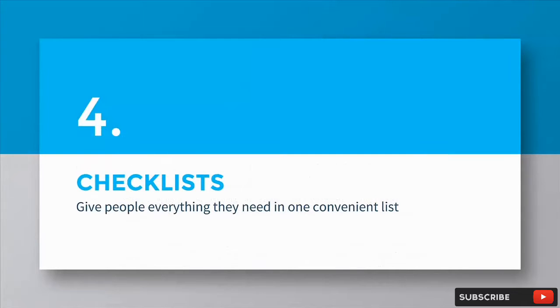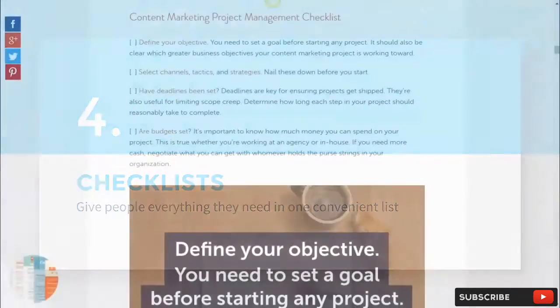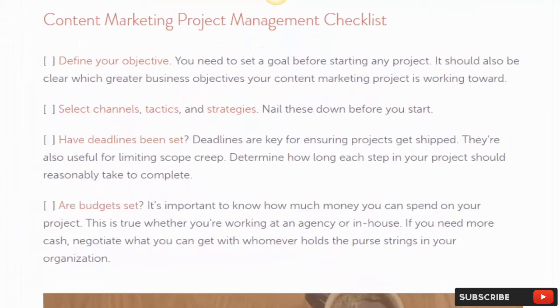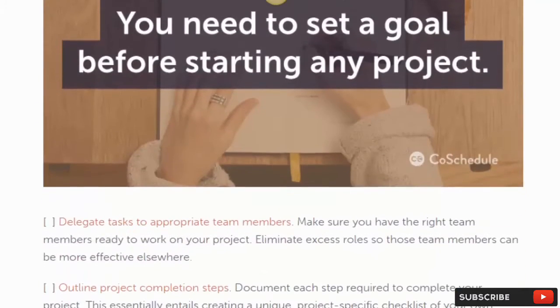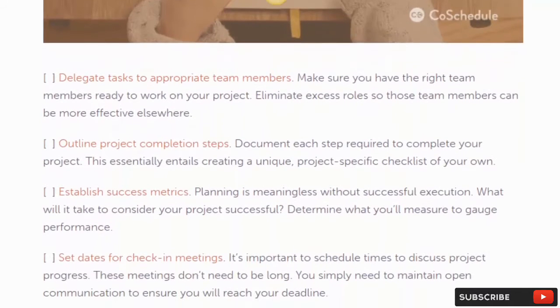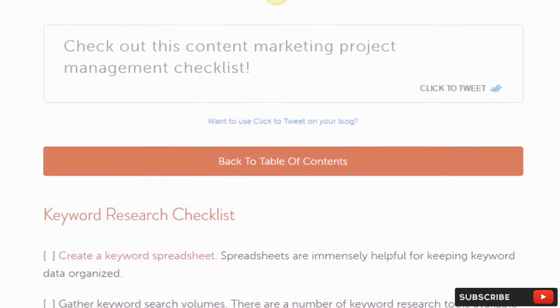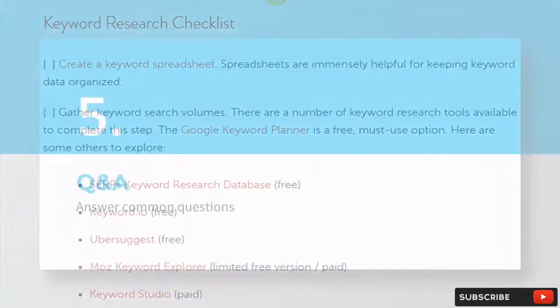Checklists are sort of a subcategory of list posts, but they're a powerful form of content in their own right. With a checklist, the goal is to create a list of items or products or actions that are necessary for a particular task or goal. So you compile everything that people need into a list, and you've got a nice, actionable, shareable piece of content.